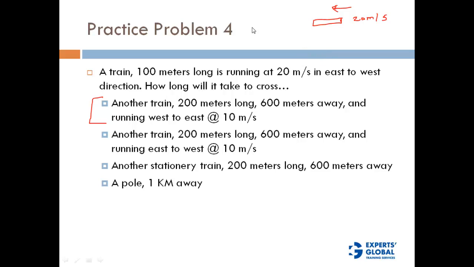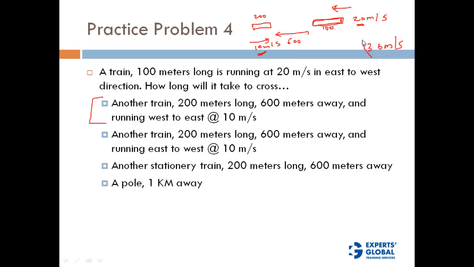The other train is here. The distance between the two trains is 600 meters. This train is 200 meters long. This train is 100 meters long. This train is 200 meters long and it is going from west to east at 10 meters per second. Now both the vehicles are traveling in different directions, so we'll have to add their speeds, right? So with respect to the original train, the train that is coming from the opposite direction is traveling at 10 plus 20, 30 meters per second.